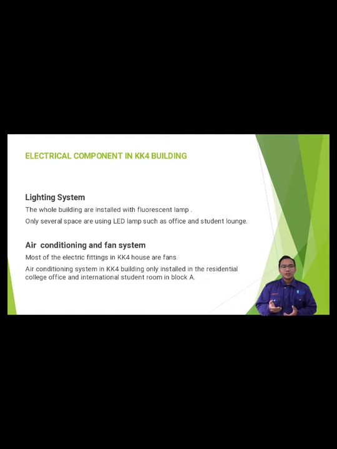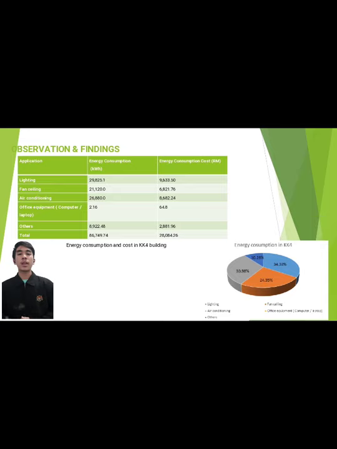Most of the electrical fittings in KK4 in every house are fans. The use of ceiling fan covers every student room. The ceiling fan also covers the living room in the student house. Air conditioning system in KK4 building is only installed in the residential college office and international student room located in Block A.